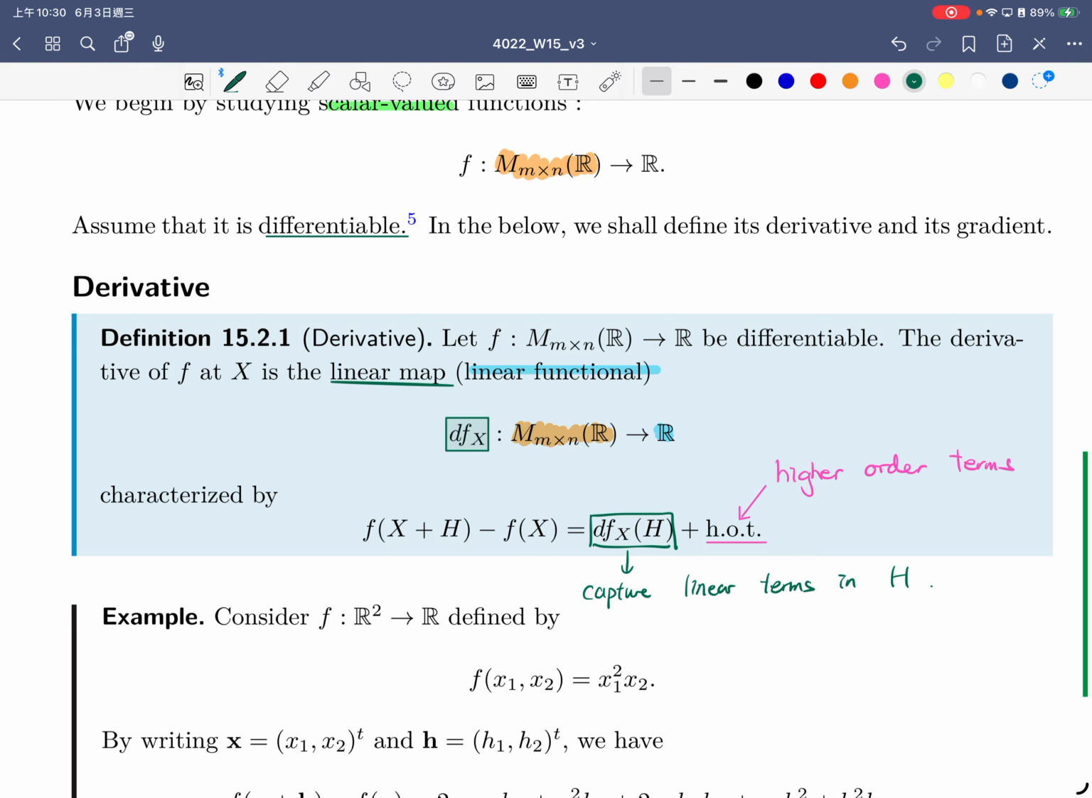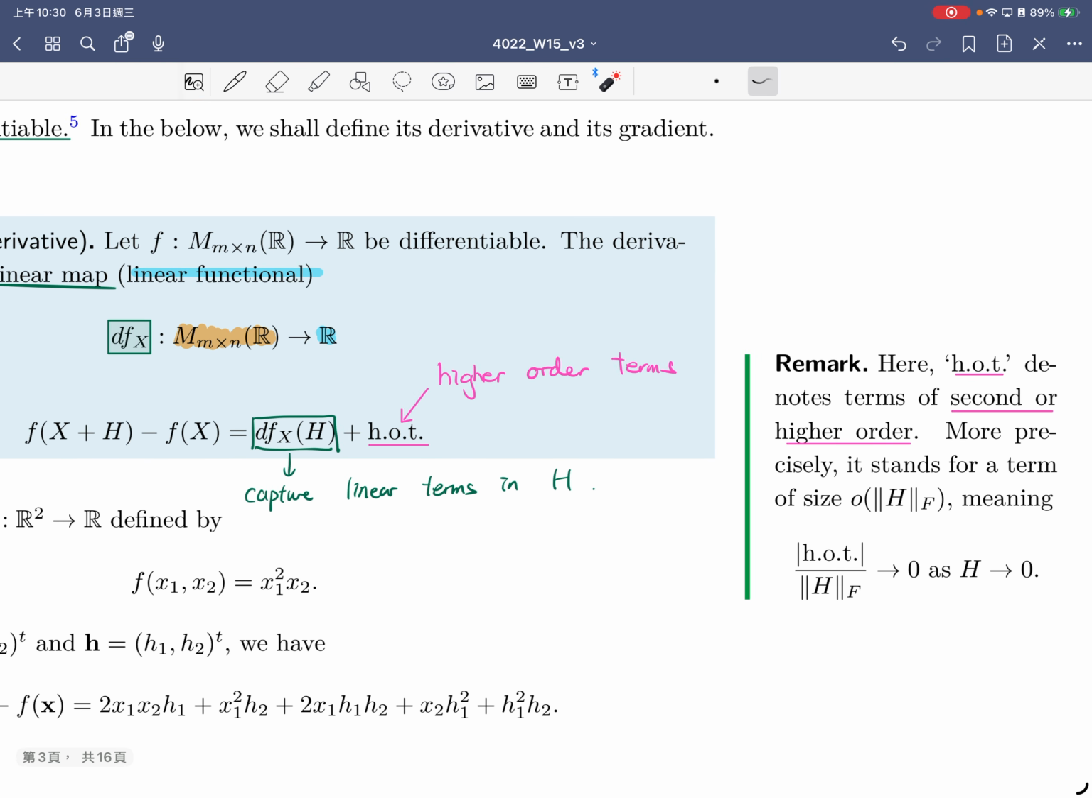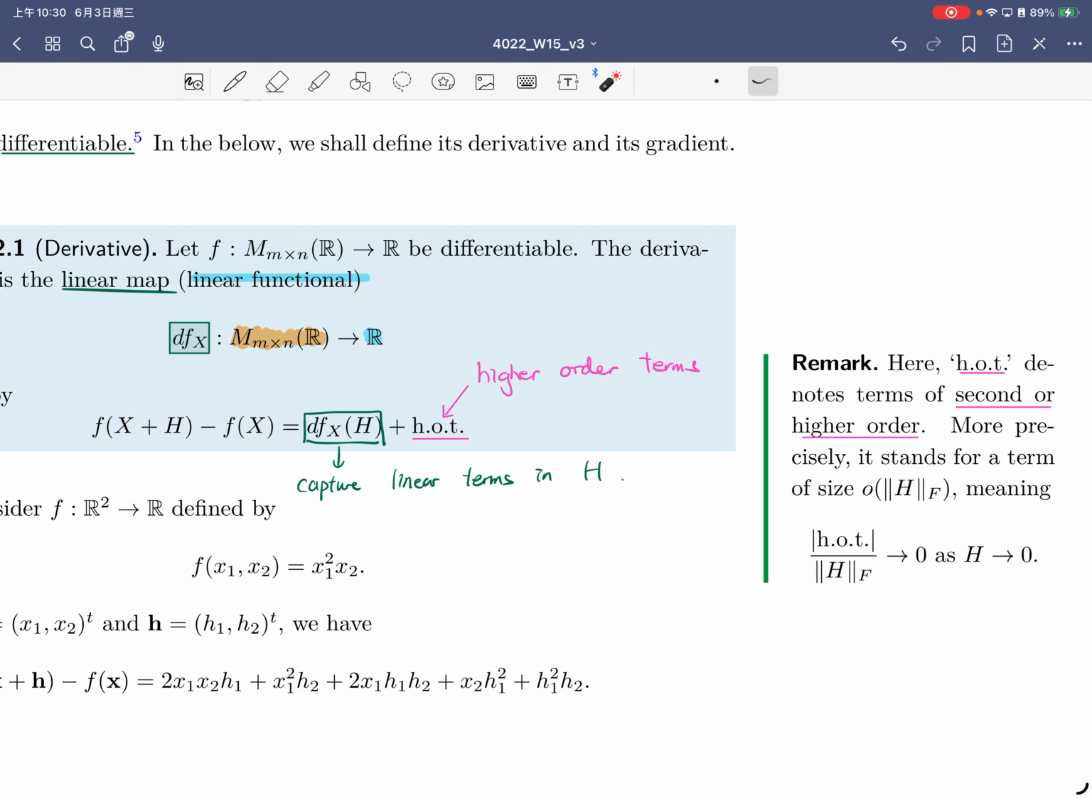I can formulate what is meant by higher order terms a little more carefully. It's in the remark on the right hand side. So by higher order terms, I mean those terms of second or higher order. Or if you want to write carefully, it means that they satisfy some limit condition. So you can define it in a very careful manner.